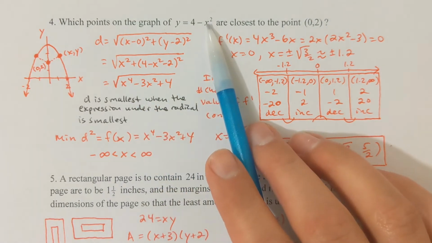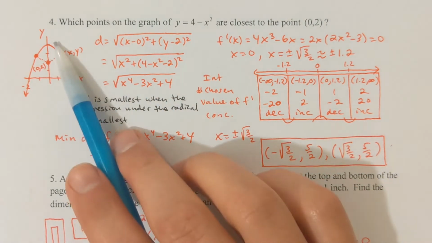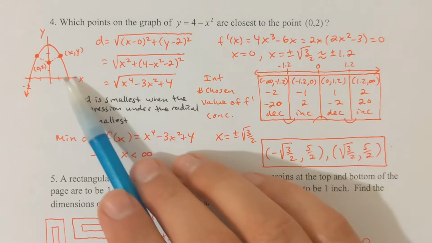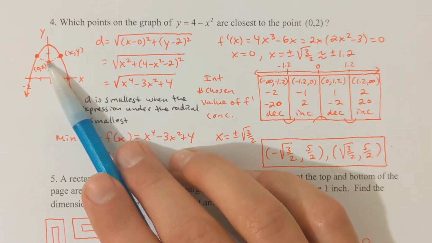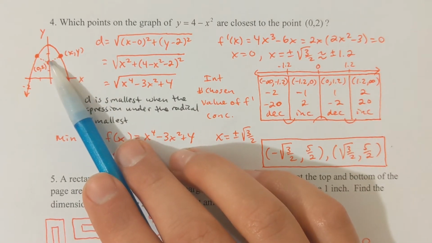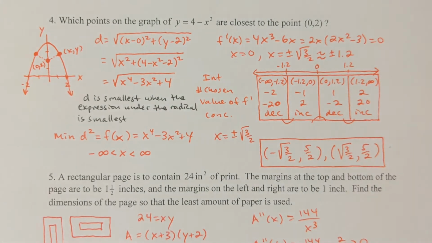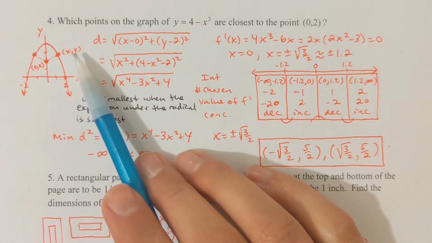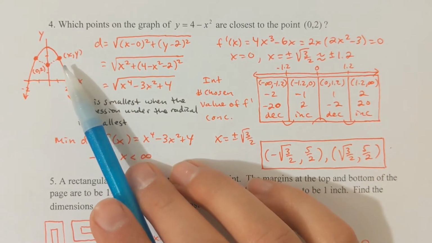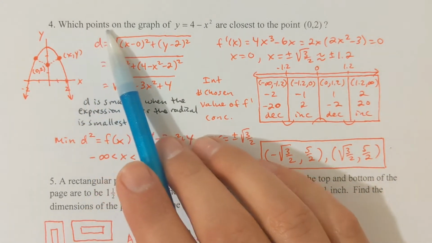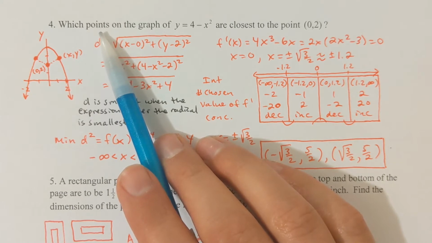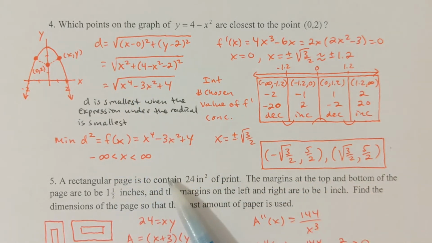I've got a parabola that's facing down and then shifted up 4 units. And here's the point (0, 2), which is not on the parabola. But I would like to find points on the parabola that are the closest to (0, 2). I'm going to call this point here (x, y). And of course, by the symmetry of the parabola, I know I'm going to have 2 points in giving my answer.